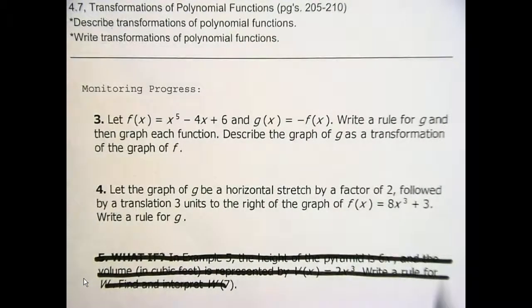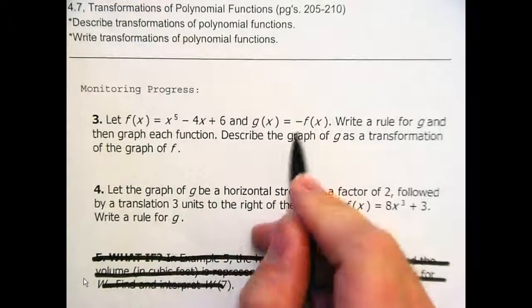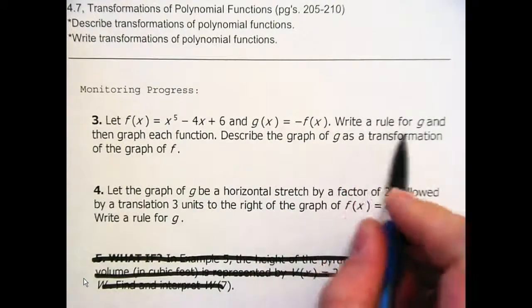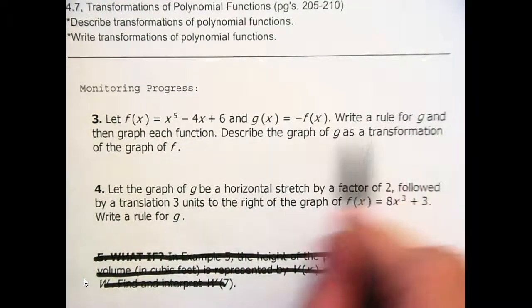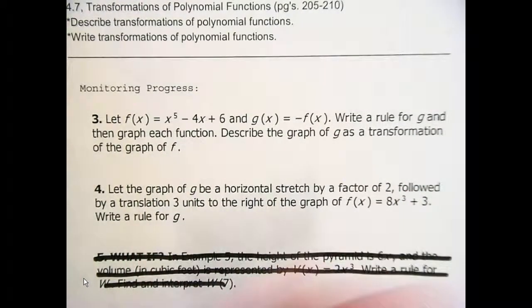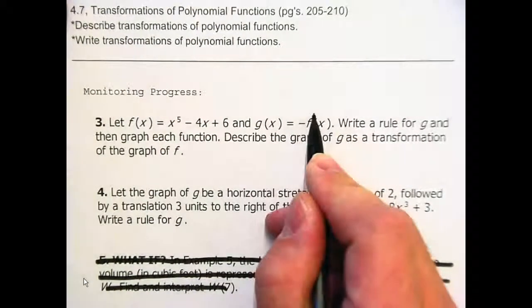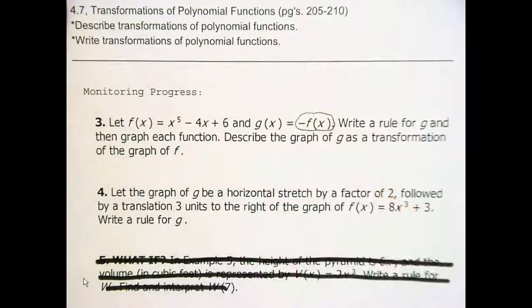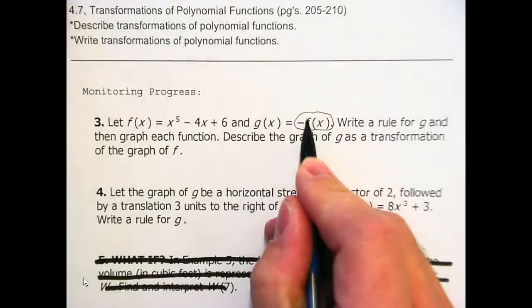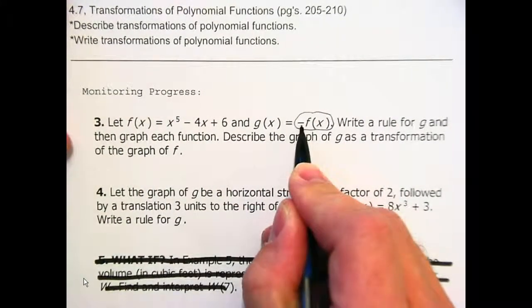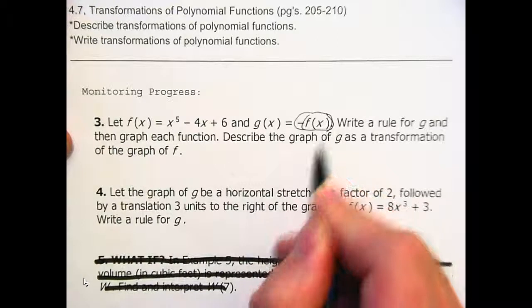Wrap up discussion. Okay, so if this is f of x, and we want the opposite of f of x, write a rule for g, then graph each function, describe the graph. I'm going to talk about the rule more than the graph right now. We've talked a lot about the graphs. But in terms of the rule, just a quick review of this notation, we're taking what f of x is and then multiplying it by -1.